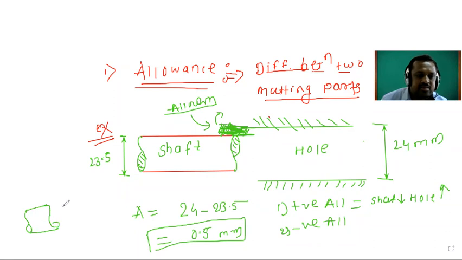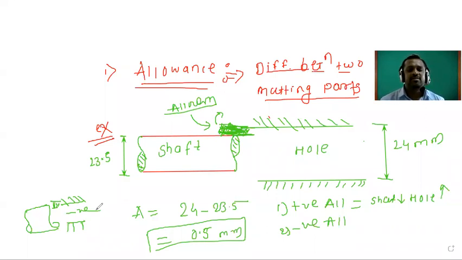Okay, and suppose this will be the hole. Here in this example, the shaft is bigger and the hole is smaller. In that case, whatever allowance is there is called the negative allowance. So understood? What is meant by the positive allowance?